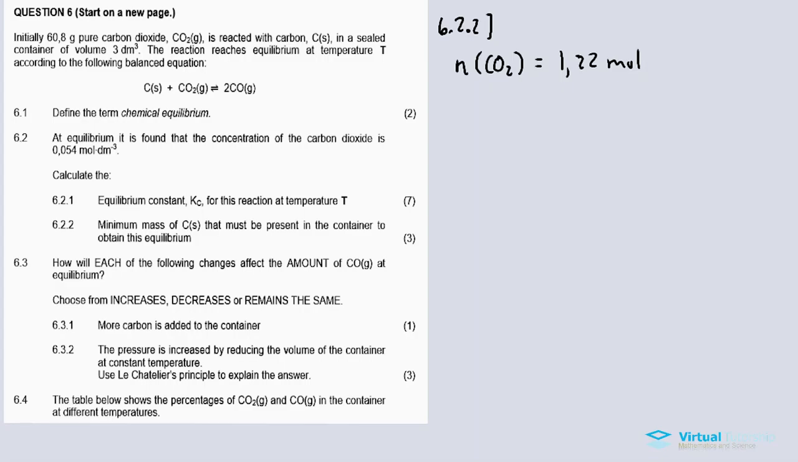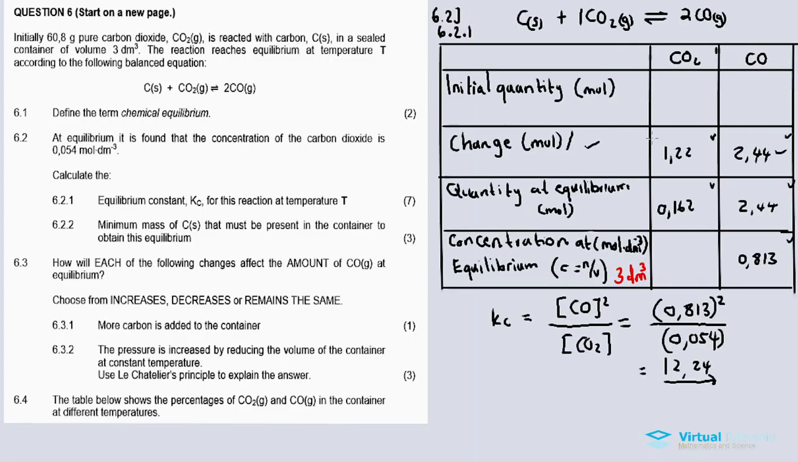Let's go back to our table, the Kc value. Right, so the reacted amount was 1.22 for carbon dioxide. We cannot use the initial amount as a whole. We cannot use the 1.382 as a whole. Why? Because this is the initial amount. We only want the reacted amount. The reacted amount is how much of carbon must be present in the container to obtain the equilibrium. Now let's go back to 6.2.2.